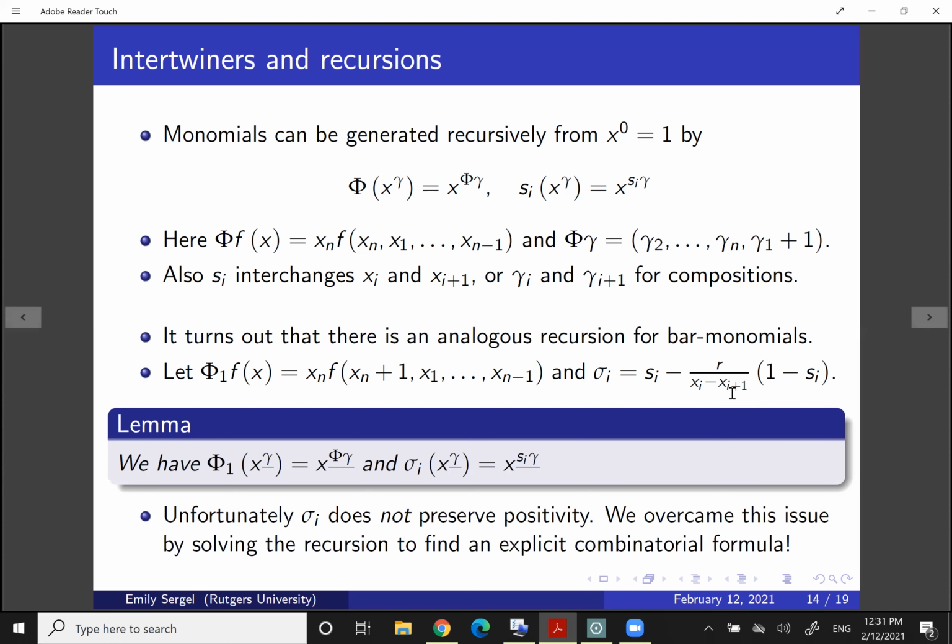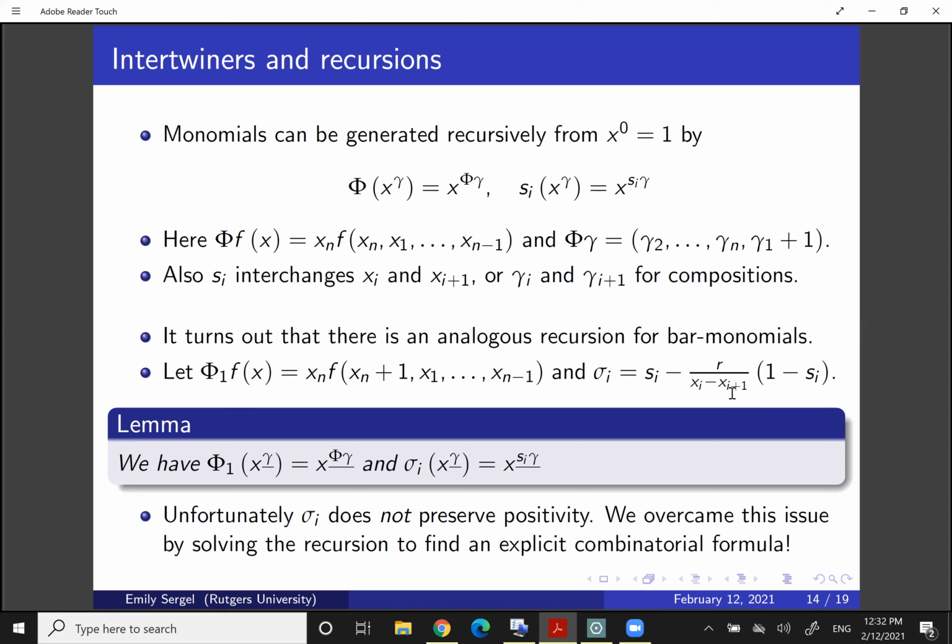But unfortunately, it doesn't work well for positivity. So this sigma operator with its minus signs and its divisions, it doesn't preserve positivity in a nice way. So we can't just use this to go ahead and get a positivity result. What we had to do was actually solve our recursion, find an explicit combinatorial formula, and then prove that our combinatorial formula behaved nicely with respect to these operators. And that allows us to build them up.